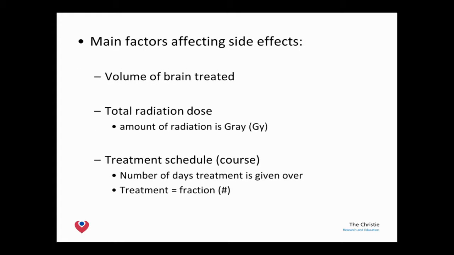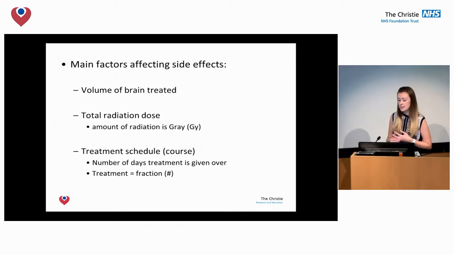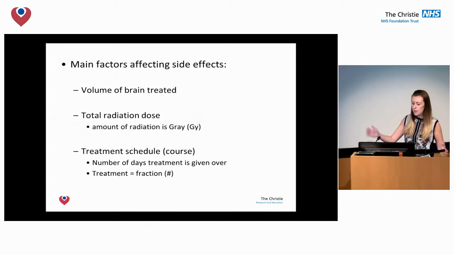The main factors that affect side effects are the volume or the amount of brain that's being treated, the amount of radiation dose that is received by that tissue, and in technical terms, the amount of radiation we use is called a gray. So if in the feedback letters you see these letters indicated, that is the amount of radiation that they received, and over what time period the treatment was given. So we call it a course of treatment.